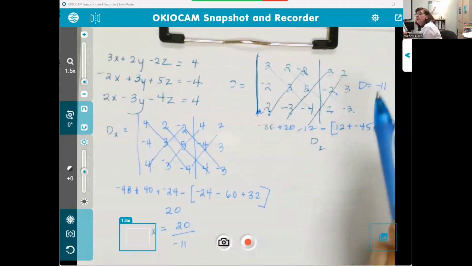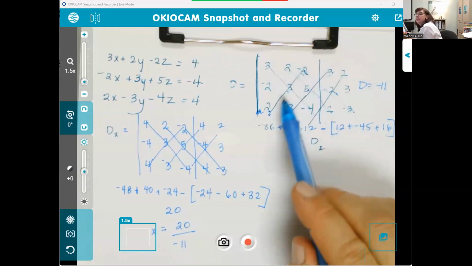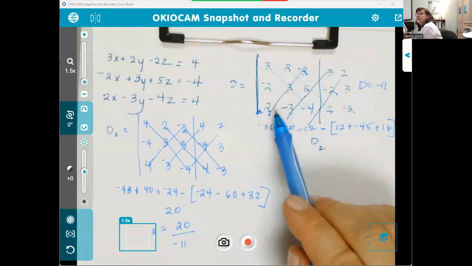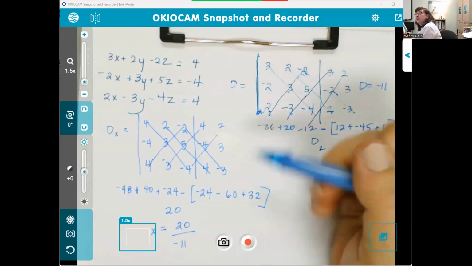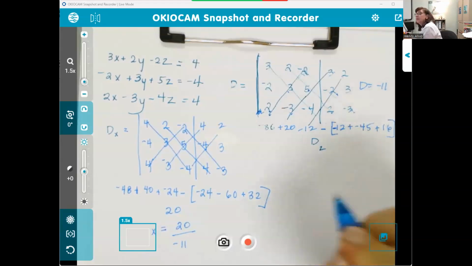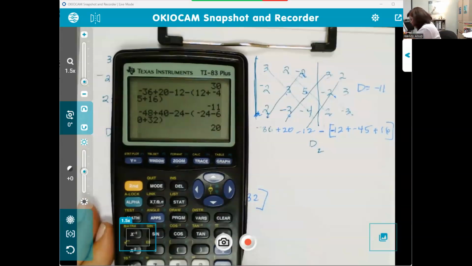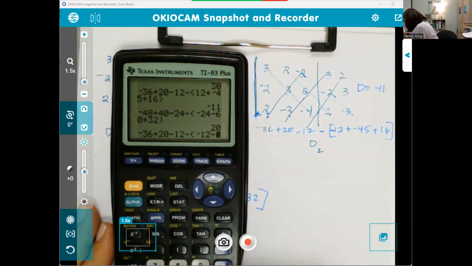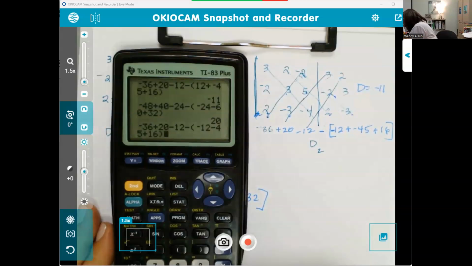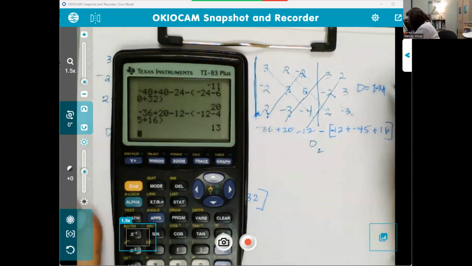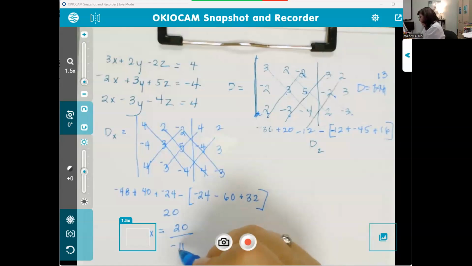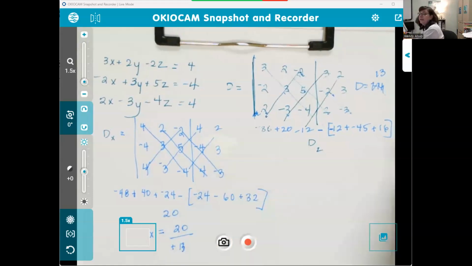All right, so let's see that. That's 2. All right, so then I should have been subtracting off negative 6 times 2. Should have been subtracting off negative 12. All right, so let's see how that fixes this. I should have gotten 13, I think. Negative 36 plus 20 minus 12 minus parentheses negative 12 minus 45 plus 16. Yep, should have gotten 13. All right. So I should have had 20 over positive 13.